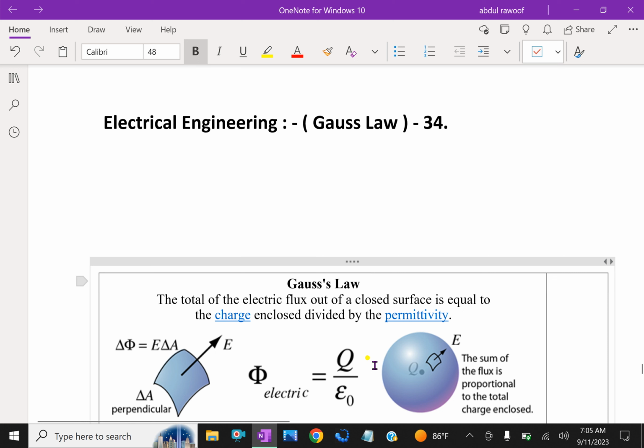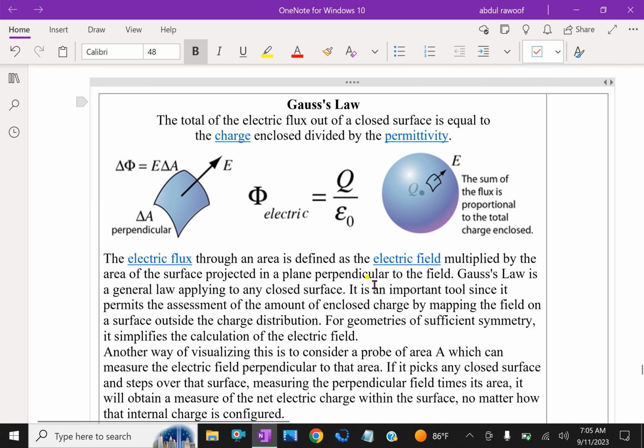As said earlier, the total number of lines of force passing perpendicularly through the whole surface of the sphere is Q over epsilon 0. That is Gauss law. We will discuss further. The total electric flux out of a closed surface is equal to the charge enclosed divided by the permittivity. Therefore, phi electric is Q over epsilon 0. The sum of the flux is proportional to the total charge enclosed.